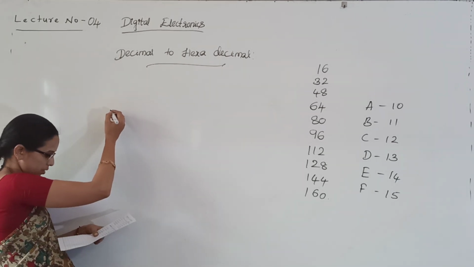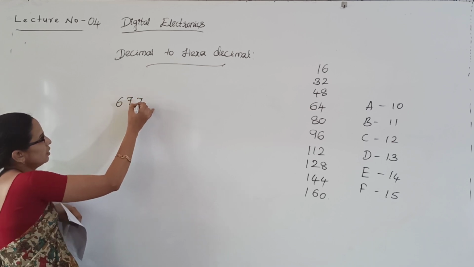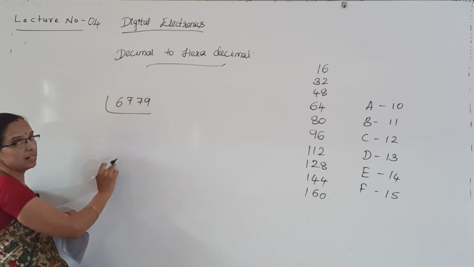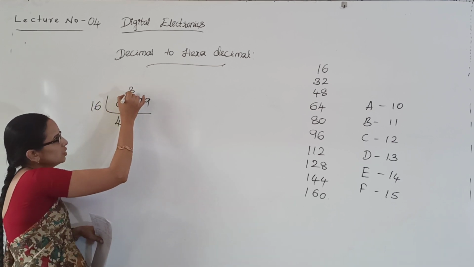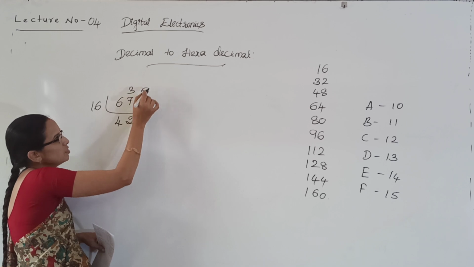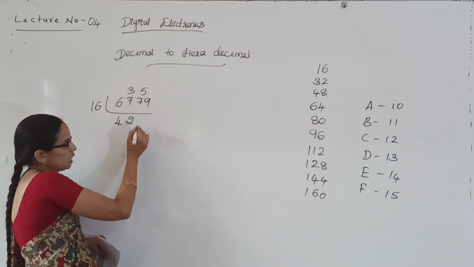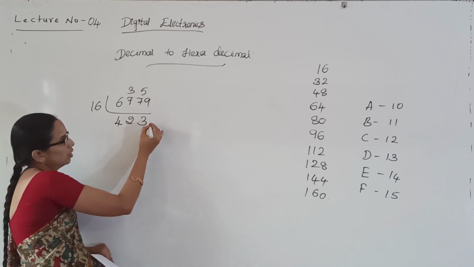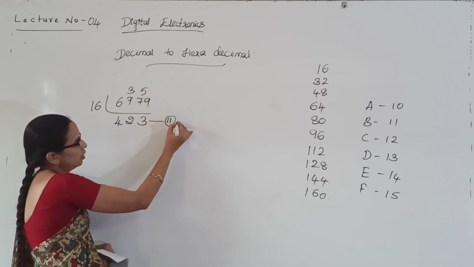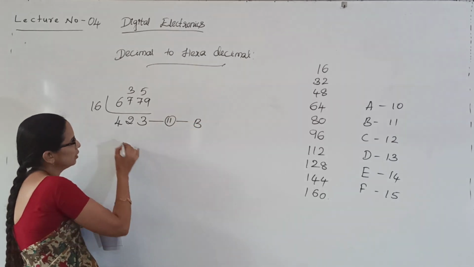Next one is 6779, a given decimal number. 16 fours are 64, 3 is remaining. 16 twos are 32, 5 is remaining. 16 threes are 48, 11 is remaining. That is represented as B.